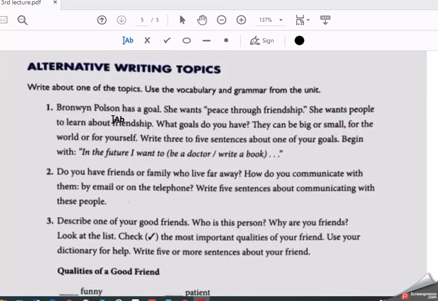Number 1. Bronwyn Paulson has a goal. She wants peace through friendship. She wants people to learn about friendship. What goals do you have? They can be big or small, for the world or for yourself. Write 3 to 5 sentences about one of your goals. Begin with, in the future, I want to be a doctor, write a book.